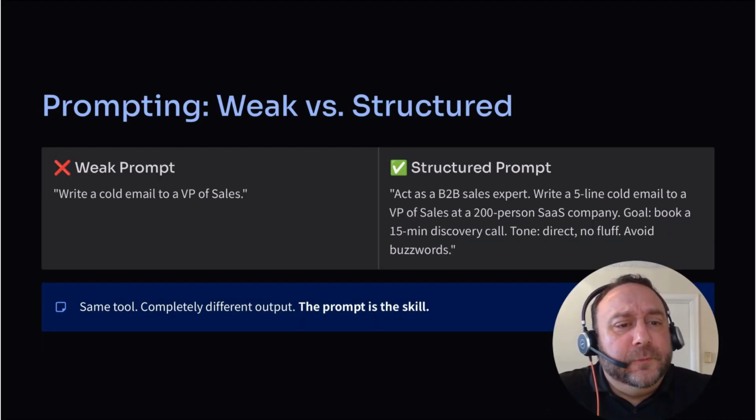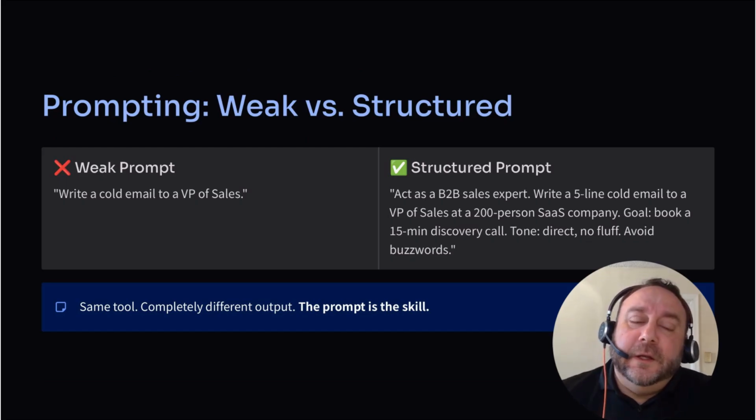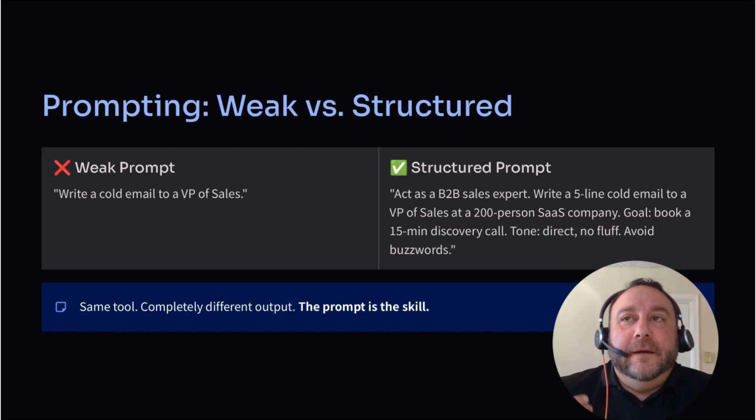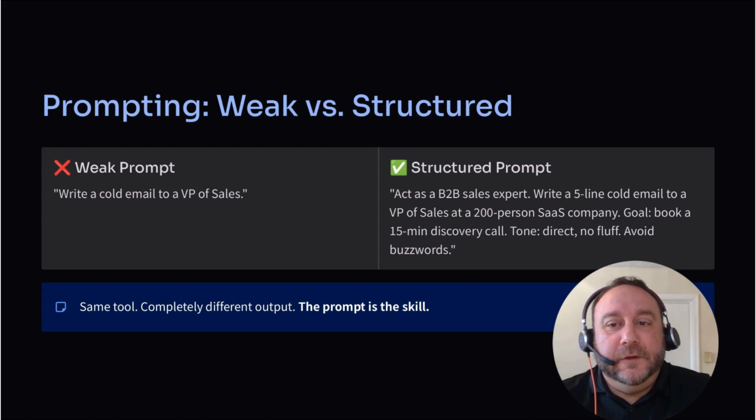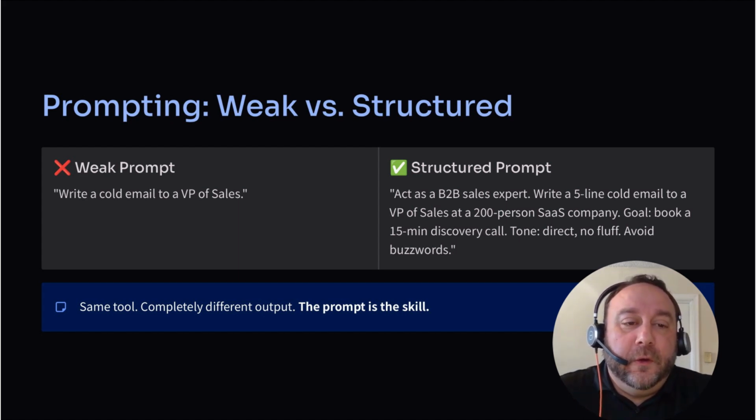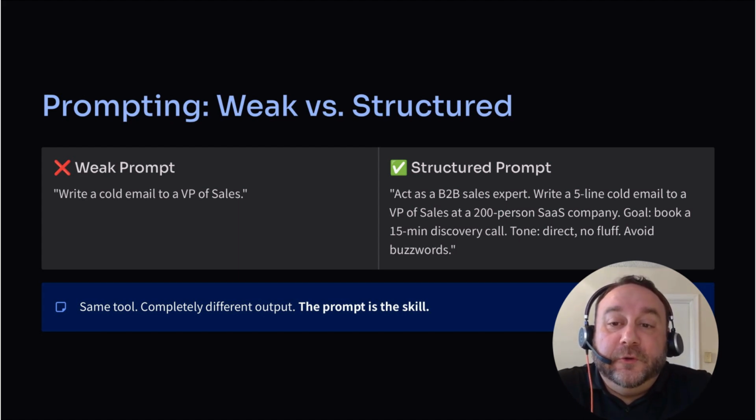Let's walk through a simple example. If I say, write a cold email, that's it. The AI doesn't know who it's for, what the goal is, what industry we're in, or what tone to use. So it gives you something generic.